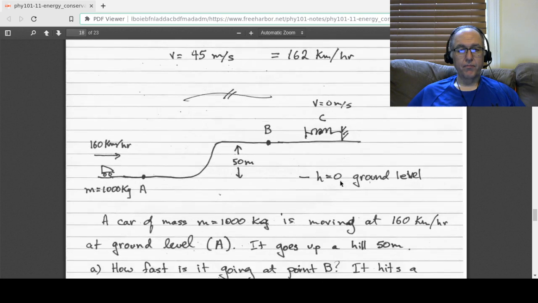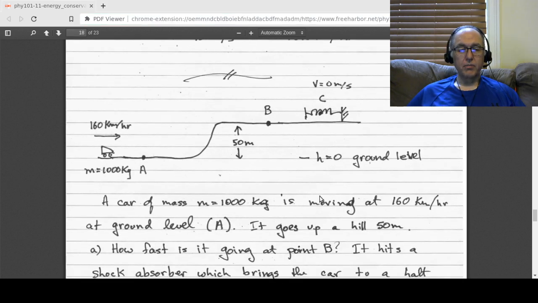Let's do another problem. This one's a little bit more interesting. Here we have a car and it's at ground level. Ground level I'm going to take as h equals 0. My car has a mass of 1,000 kilograms. I have a Honda Fit and it's actually very close to 1,000 kilograms, so this is a realistic number. And I'm traveling at 160 kilometers per hour, which is pretty fast. Speed on highways is about 100 kilometers per hour.